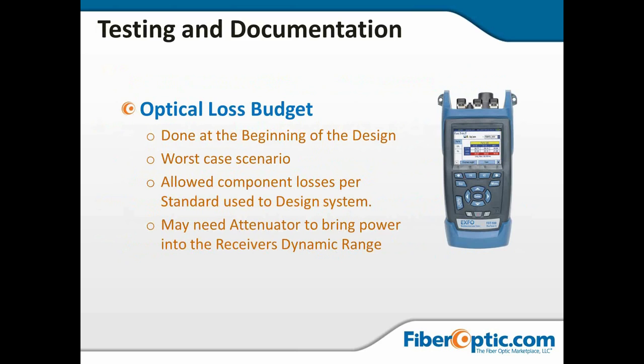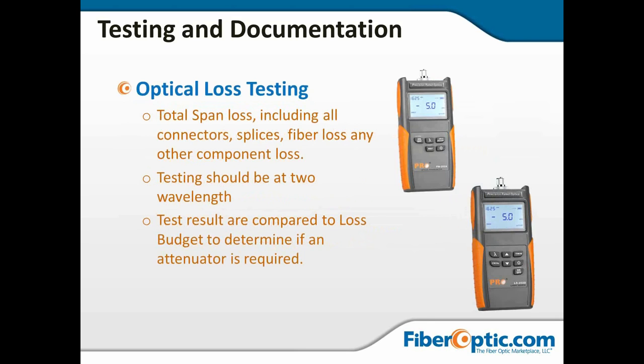Now, the optical loss budget we're talking about here is done at the beginning of the design. I usually go for worst case scenario allowed component losses as opposed to the standards in the real world. And again, you may need an attenuator to bring power back down into the dynamic range. All of these are areas we've discussed already. We're going to look at total span loss, including all of our connectors, splices, fiber loss, and any other components.